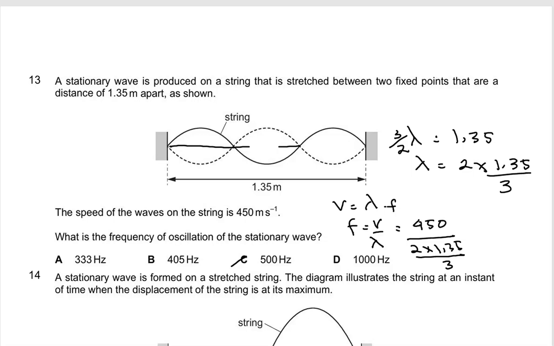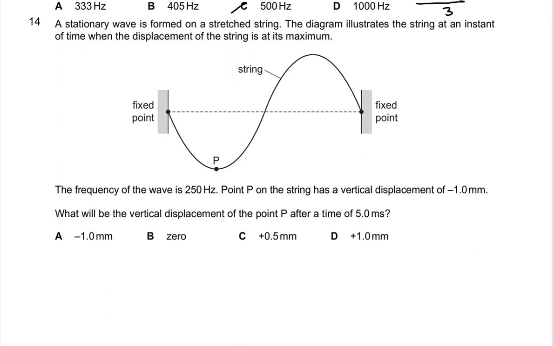Number 14. A stationary wave is formed on a straight string. The diagram illustrates the string at the instant of time when the displacement of the string is at its maximum. So point P has vertical displacement. It's an antinode, so its maximum displacement is 1. What will be the vertical displacement of point P after a time of 5 milliseconds?